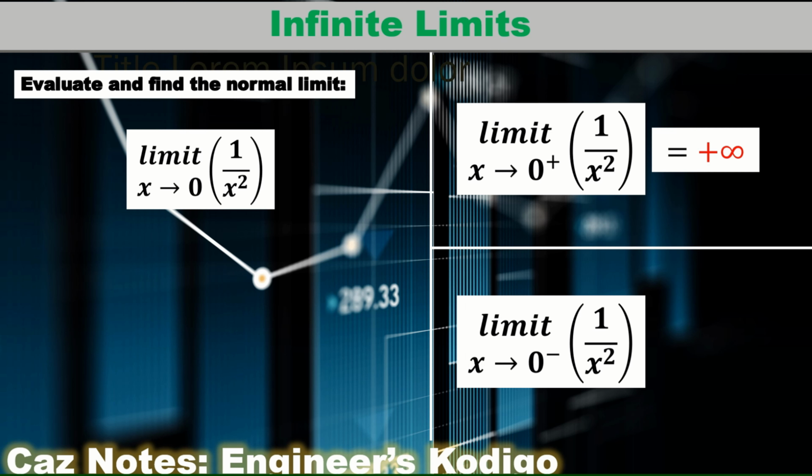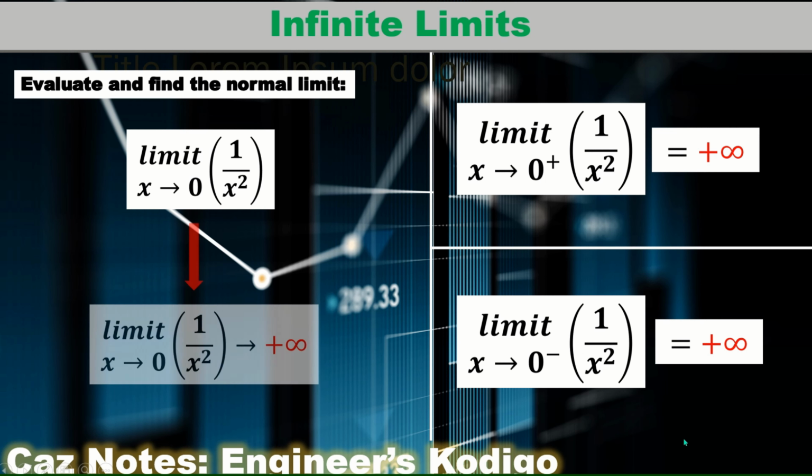So, what do you think will happen to a very small negative number multiplied by itself? Exactly. The result will be a very small positive number. So in this case, we are going to have 1 divided by a very small positive number, then the result is a positive infinity. So if we go back to our main objective, the limit of the function 1 over x squared, the normal limit as x approaches 0, is also equal to infinity.